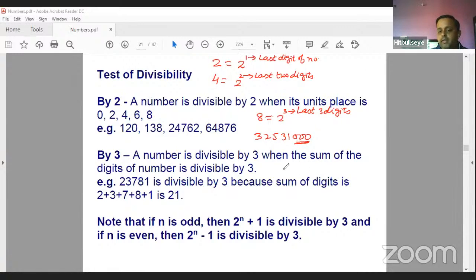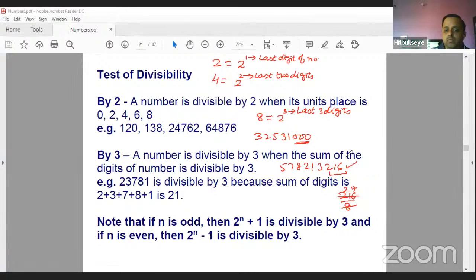Moreover, if I take the number to be, let's say, 578213216. Now this is the number. The last three digits are 216. So now check whether 216 is divisible by 8 or not. Yes, it is. Right? It is divisible by 8. So since 216 is divisible by 8, this whole number will also be divisible by 8.